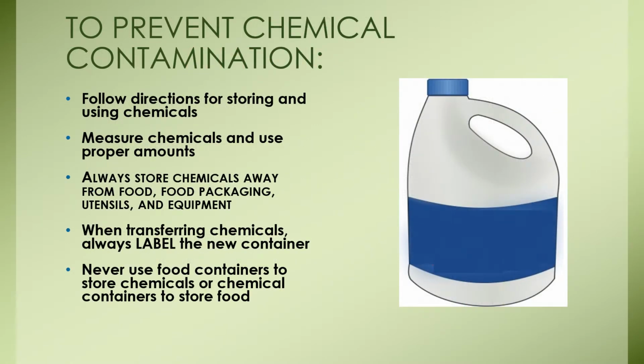To prevent chemical contamination of food, make sure to follow directions for storing and using the chemicals. Measure chemicals and use proper amounts. Always store chemicals away from food, food packaging, utensils, and equipment. When transferring chemicals, always label the new container, and never use food containers to store chemicals or chemical containers to store food.